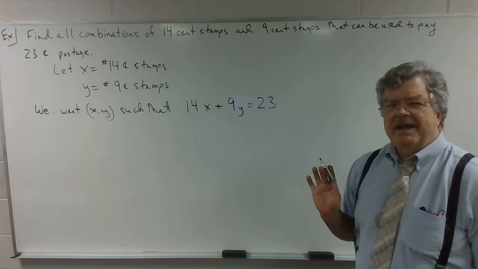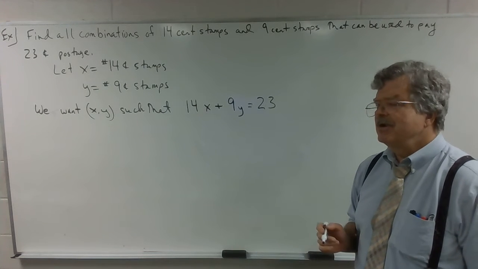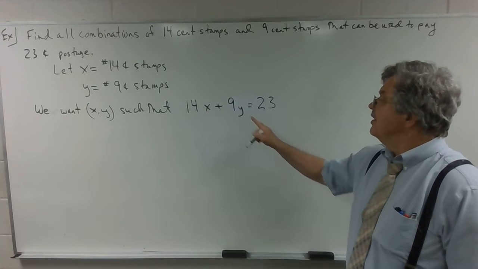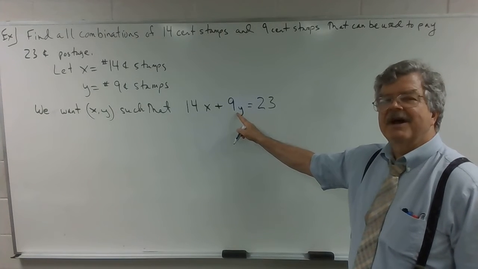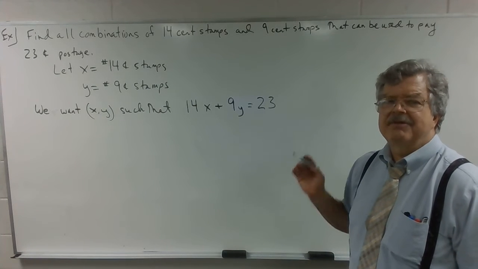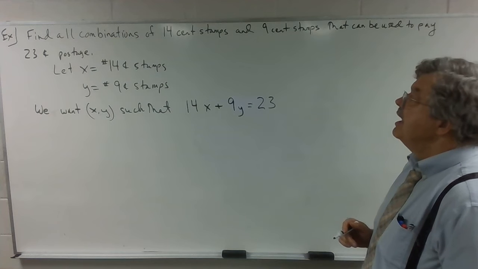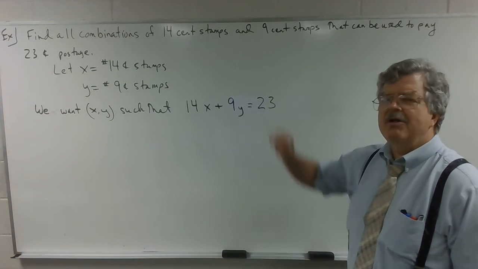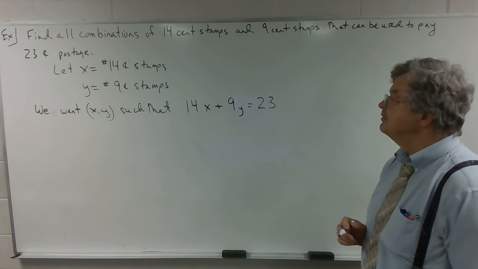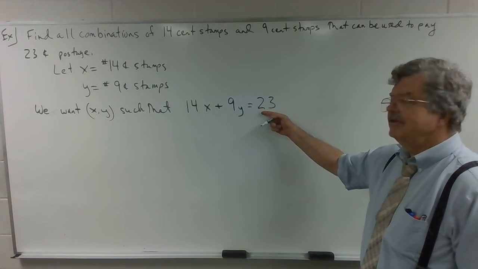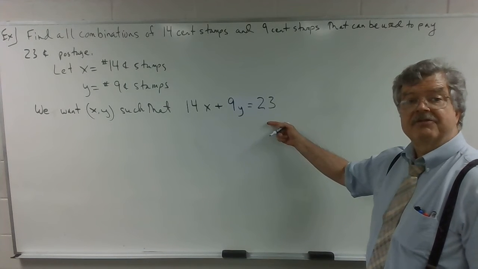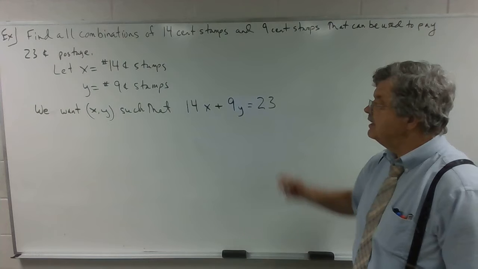And we can't have half of a postage stamp. We can't have half of a 14-cent stamp or 7/8 of a 9-cent postage stamp. x and y have to be whole numbers. And we're looking for all combinations of 14-cent stamps and 9-cent stamps that will give us 23 cents postage. So we have to solve this Diophantine equation.